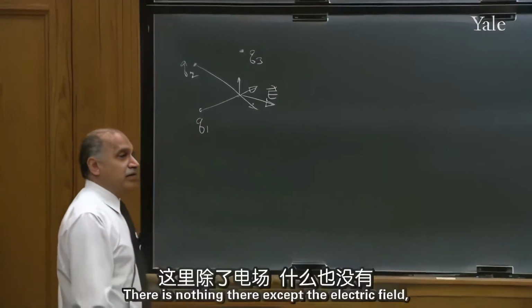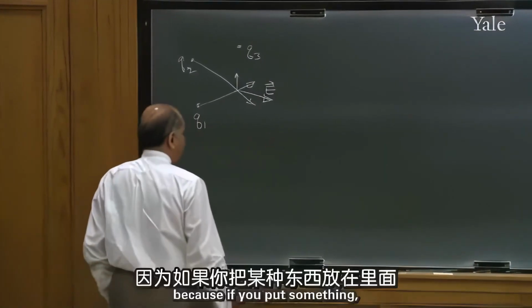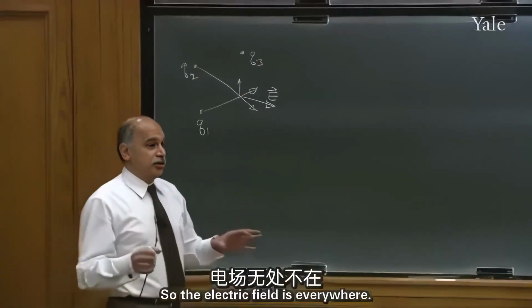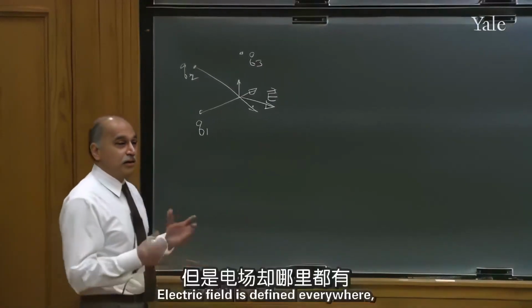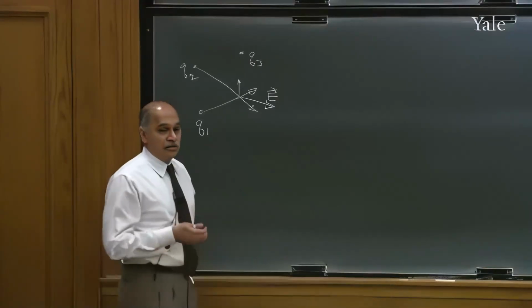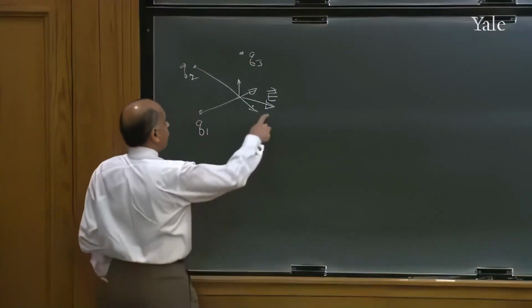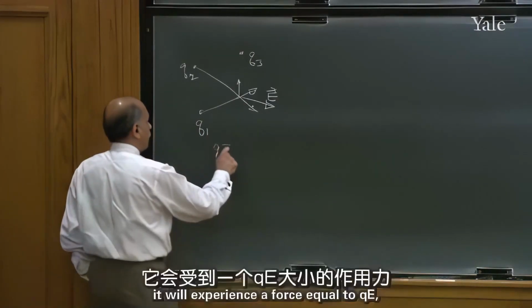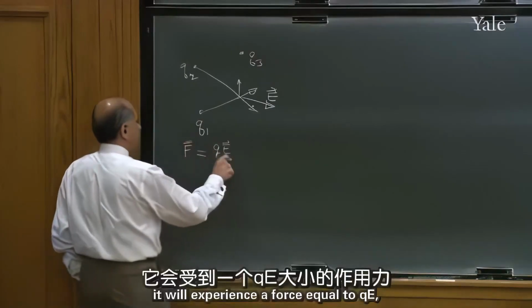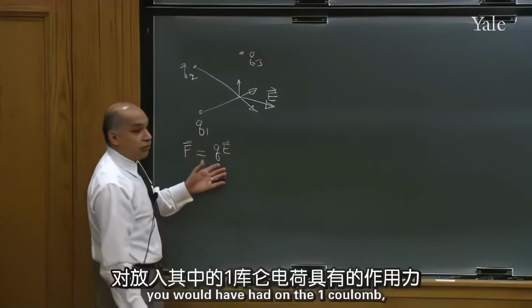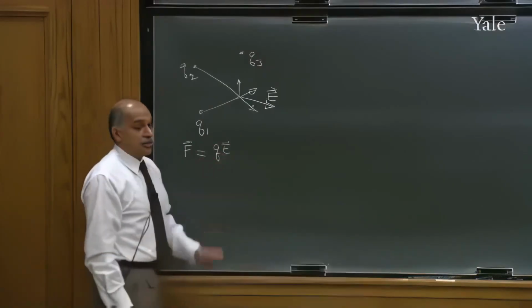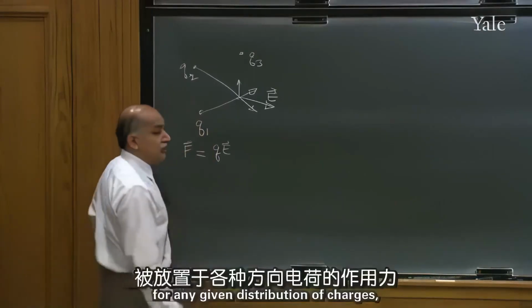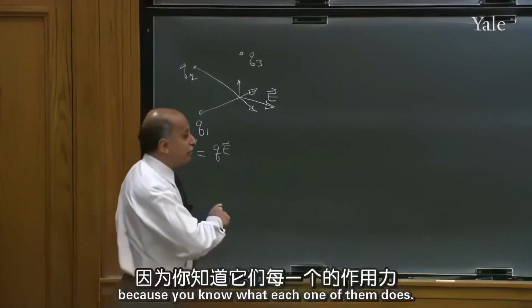There is nothing there except the electric field. But it's very real because if you put something there, something happens to it. So the electric field is everywhere. The charges are in a few places. Electric field is defined everywhere, except right on top of the charges, where it is probably infinite. Once you know the electric field anywhere, if you put another charge Q, a real charge, it will experience a force equal to Q times E, because electric field was the force you would have had on 1 coulomb, and if you put Q coulombs, it will be Q times E. That's the electric field. So you can imagine computing it for any given distribution of charges, because you know what each one of them does.